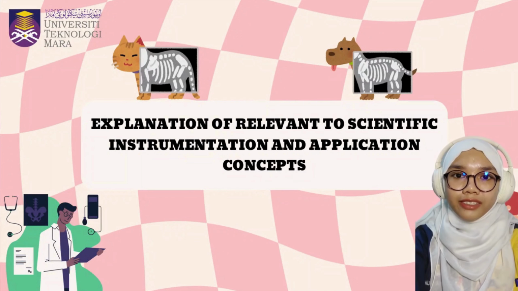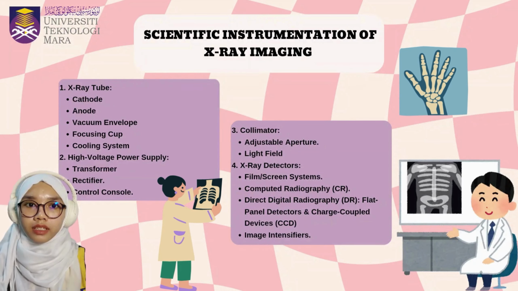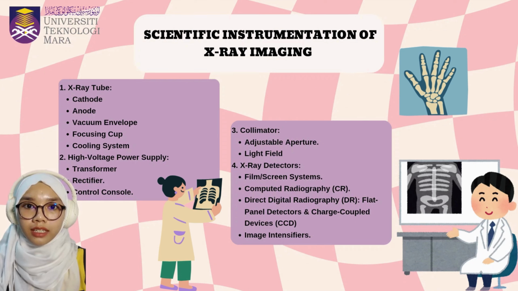So now, I'm going to explain to you guys the scientific instrumentation and application concept in X-ray imaging. Here are the scientific instrumentation of X-ray imaging. First, X-ray tube, where it has cathode, the negatively charged electrode that emits electrons when heated. Second, anode, the positively charged electrode usually made of tungsten that electrons strike, producing X-ray. Third, vacuum envelope, encasing the cathode and anode to maintain a vacuum allowing electrons to travel without interference.